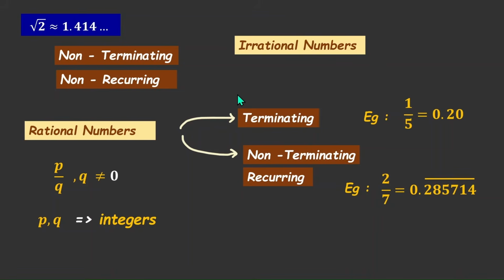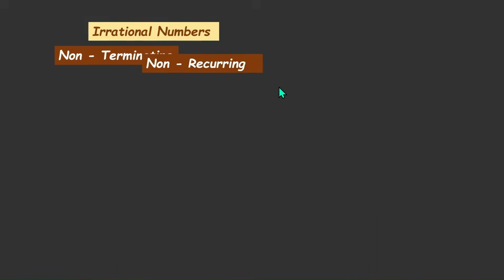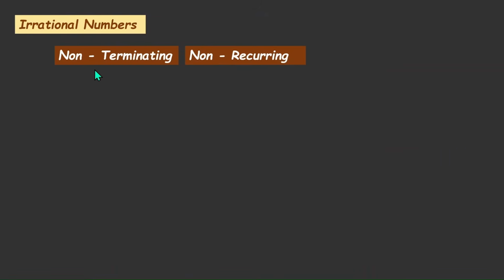Let's also look at a few more examples of irrational numbers. So the property is that it's non-terminating and non-recurring. We already saw that root 2 is an irrational number. And similarly, root 3 is also an irrational number because its decimal expansion is 1.732 and so on. It is non-terminating and non-recurring. And also root 5, if we look at it, would be an irrational number. So it would be 2.23606 and it keeps on going.